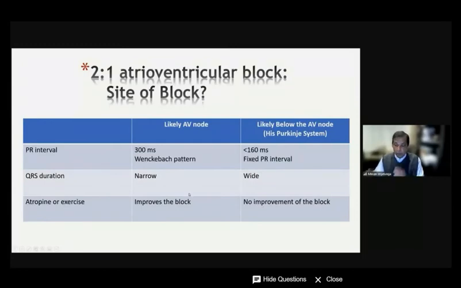Basically, some people try to look at the 2-to-1 ECG. Some clues are there.